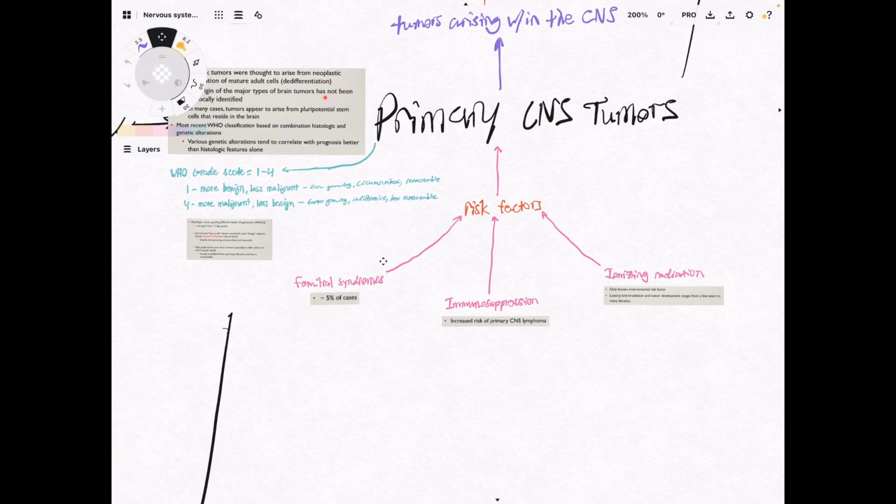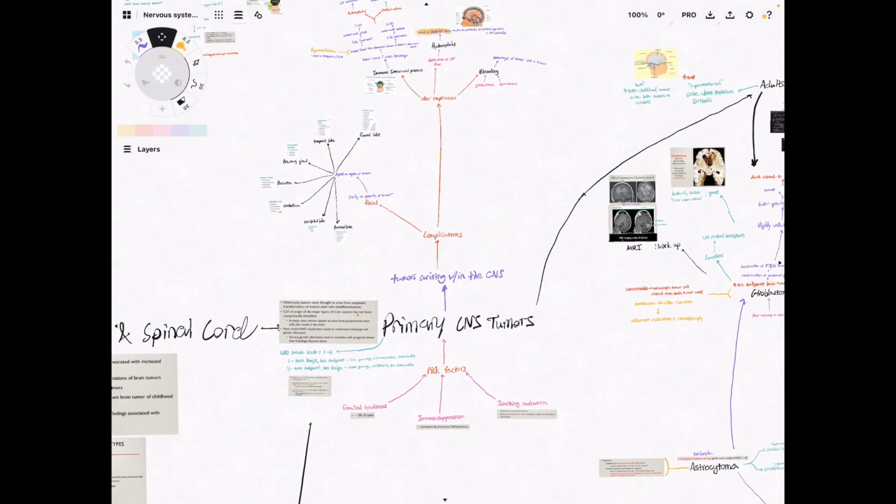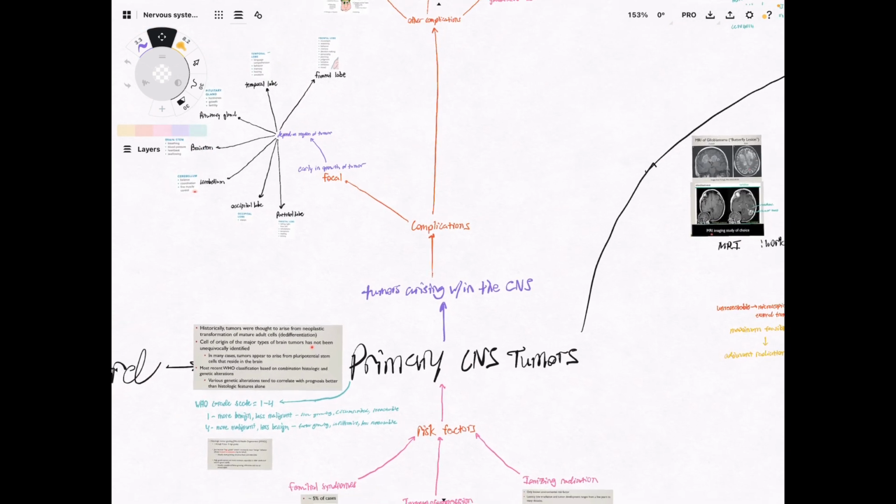And lastly, familial syndromes. These are just genetic causes that you inherit from your family. This occurs for about 5% of cases for primary CNS tumors. So let's move on to more of the symptoms.